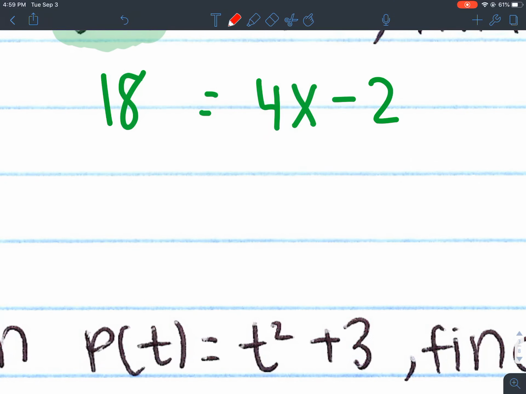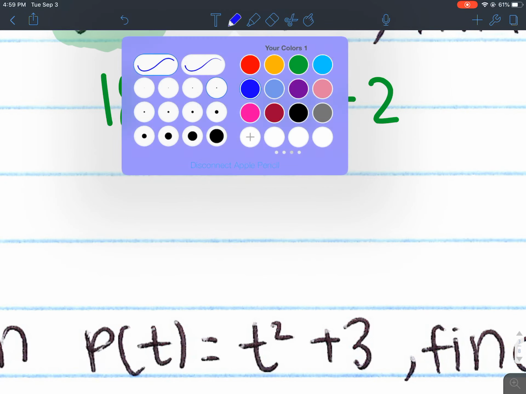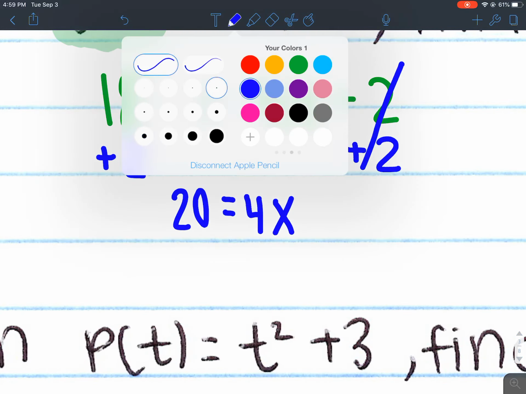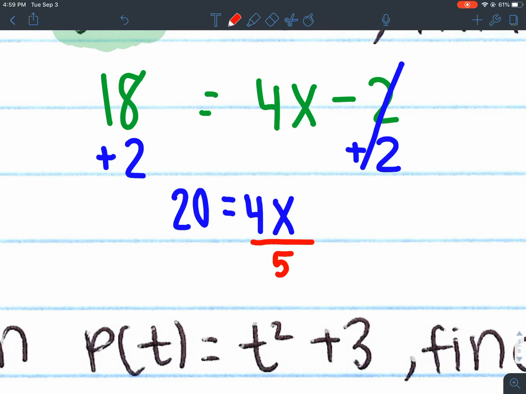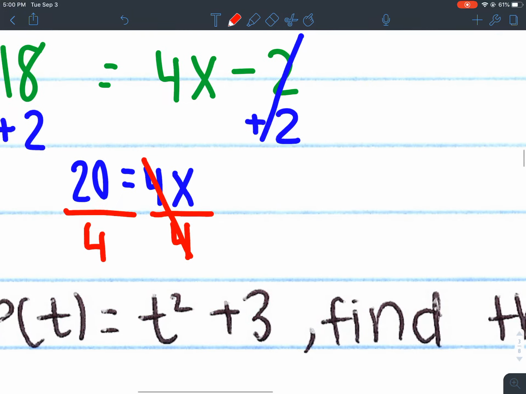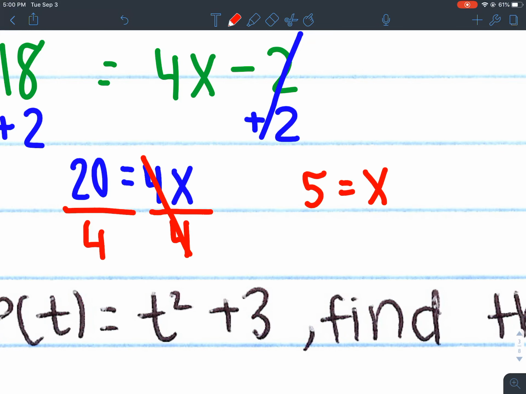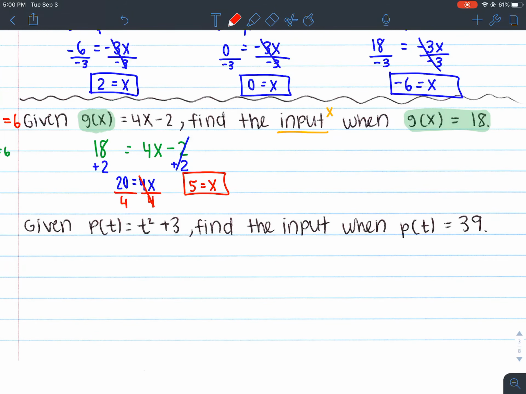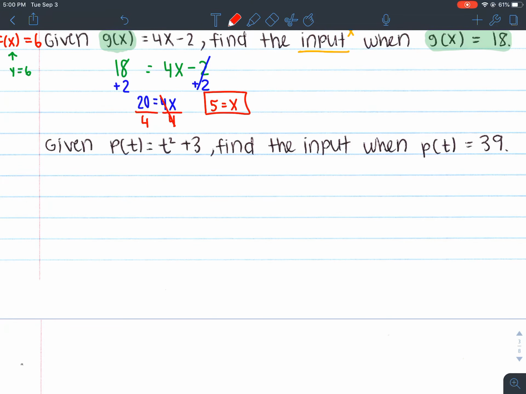All right, and here I'm going to solve like normal, so I'm going to add 2 to both sides to get x by itself. 20 equals 4x. And I'm going to divide both sides by 4. Actually, I don't know why I divide by 5. 4. So I have 5 equals x. So my input is 5, right? It says find the input, 5. So that means the output is 18. So the output was 18, and they wanted us to find the input, which is 5.